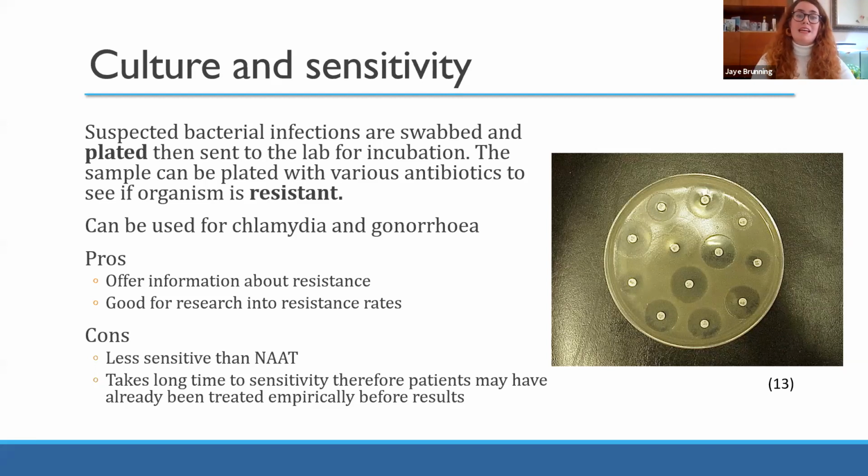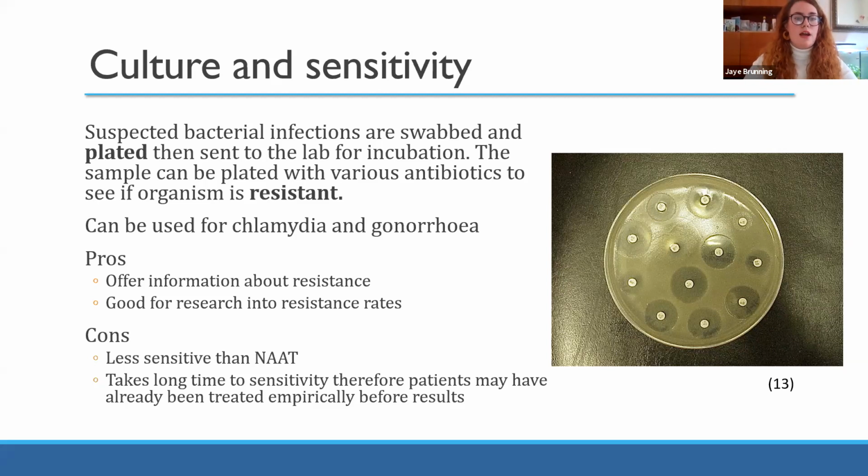So if we're making sure that we can give the right antibiotic at the right time to the right patient, then that's really important. And it's also good for research into resistance rates, which helps big organisations and local trusts to come up with their guidelines for what they should treat for and to prevent further resistance in the future.